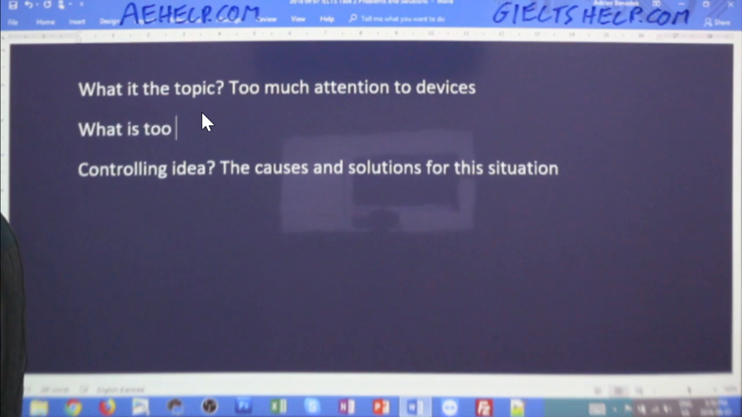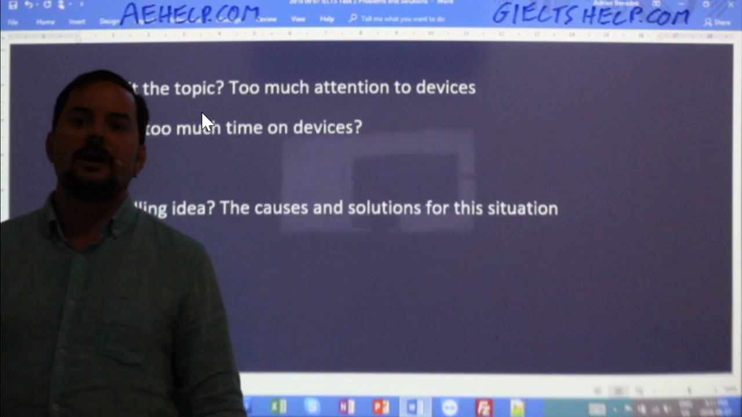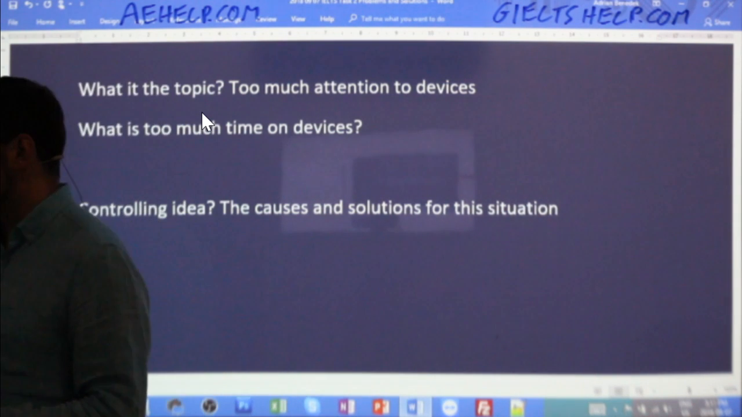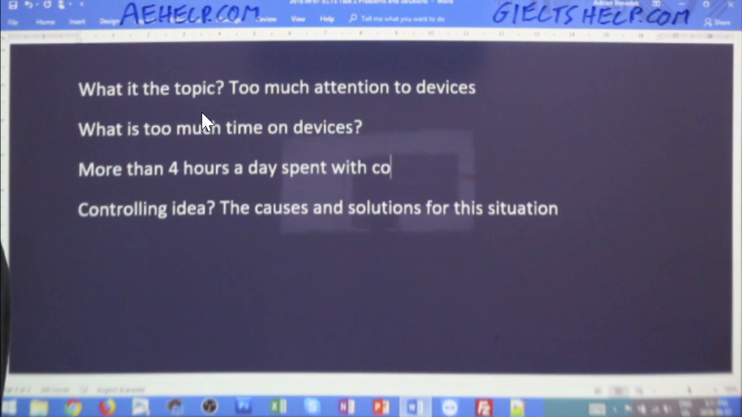So what is too much time on devices? So that would be the what question. What is too much time on devices? And then let's say more than 4 hours a day spent with computers.